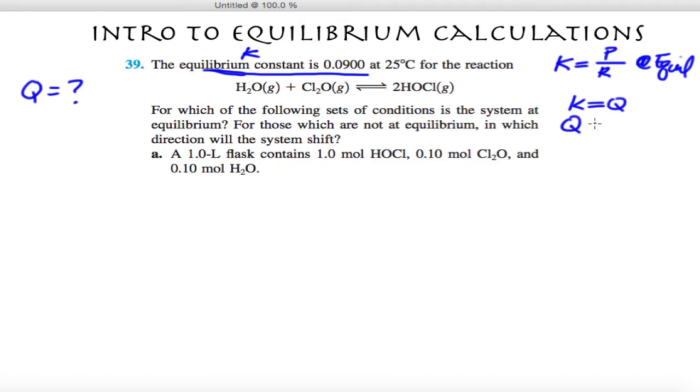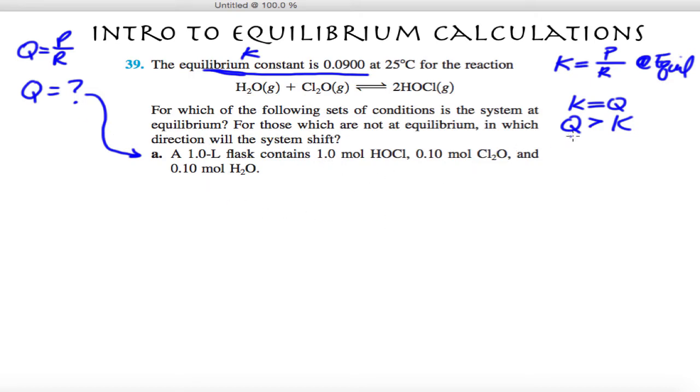If Q is greater than K, and Q is going to be the same thing, by the way, Q is going to be your products and reactants, but under the conditions that you're given. So that would be these conditions here. We don't know if those conditions are currently at equilibrium. So we compare Q to K.